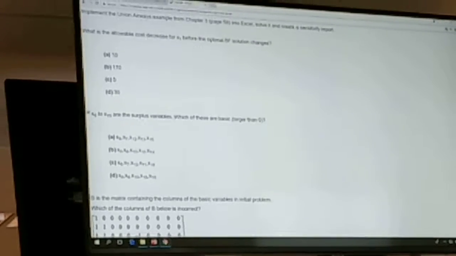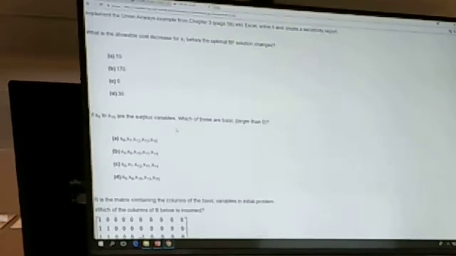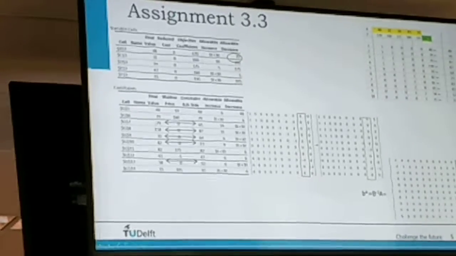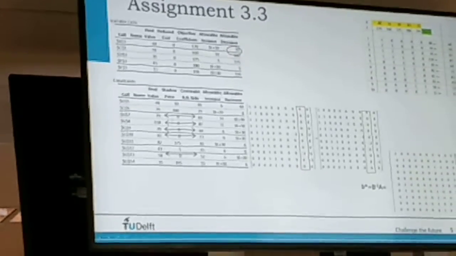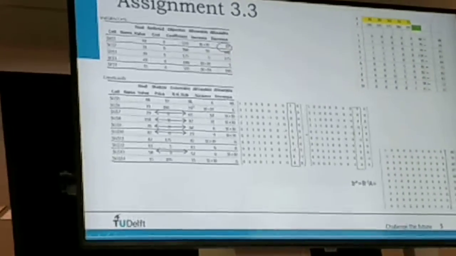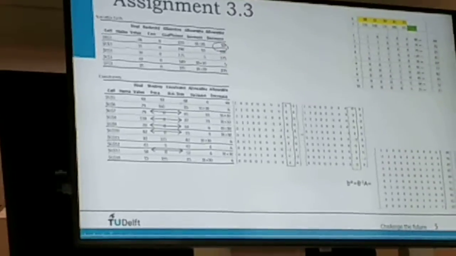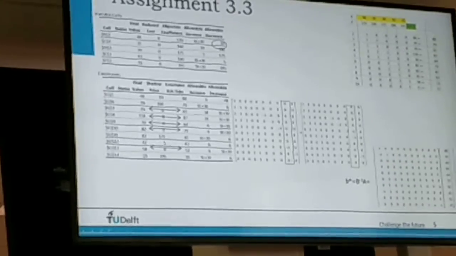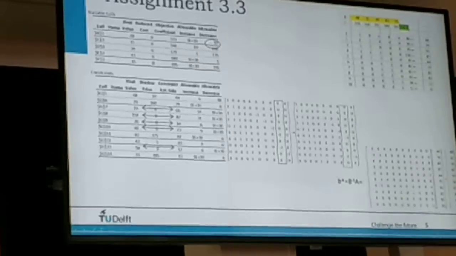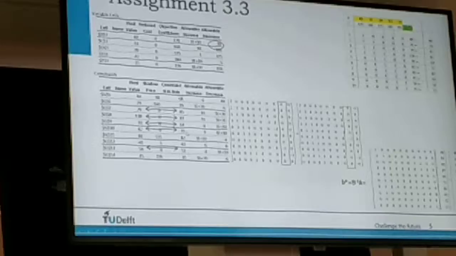If x6 and x15 are the surplus variables, which of these are basic? Well, larger than 0. If we look here in the table, we can see our constraints here. And what we can see is that these all are non-basic. So these constraints basically have a slack variable which is equal to 0. Same as for these. And these ones will have a slack variable larger than 0. So for these constraints, the slack variable will be basic, and for the others, it will be non-basic.